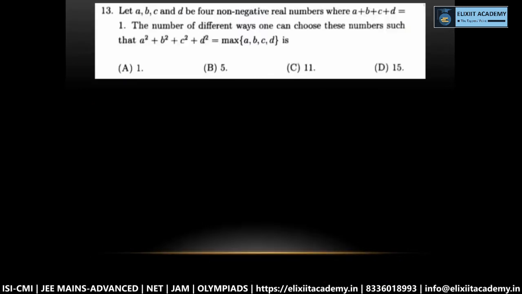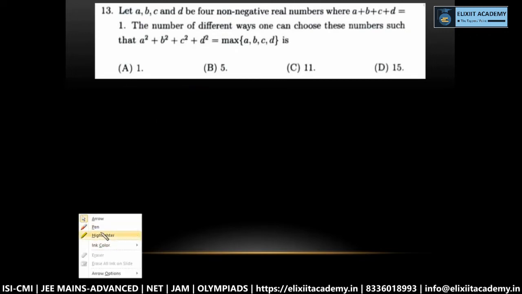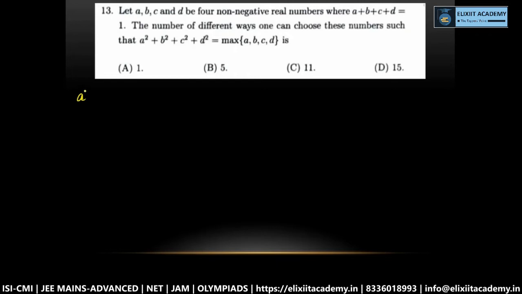Let A, B, C and D be non-negative real numbers where A plus B plus C plus D is equal to 1. The number of ways one can choose these numbers such that A square plus B square plus C square plus D square is equal to the max of A, B, C and D. So this is the condition given, that A square plus B square plus C square plus D square is equal to max of A, B, C, D. What else is given?